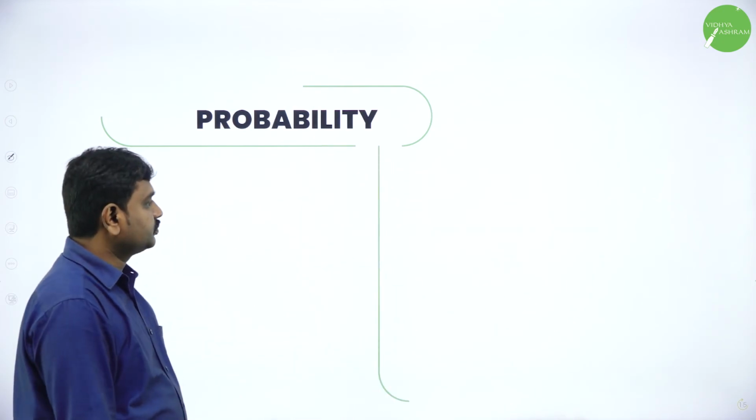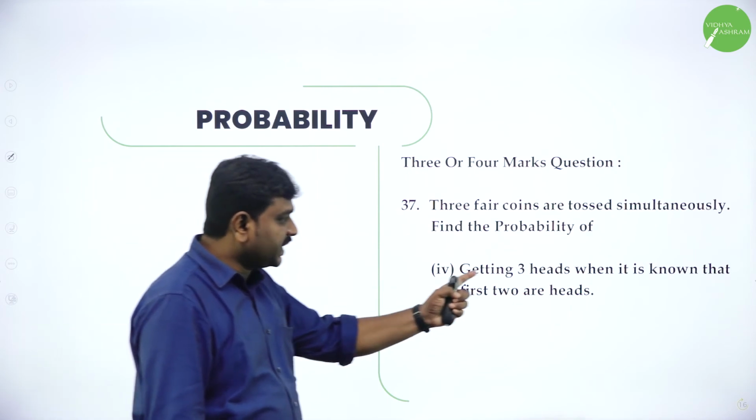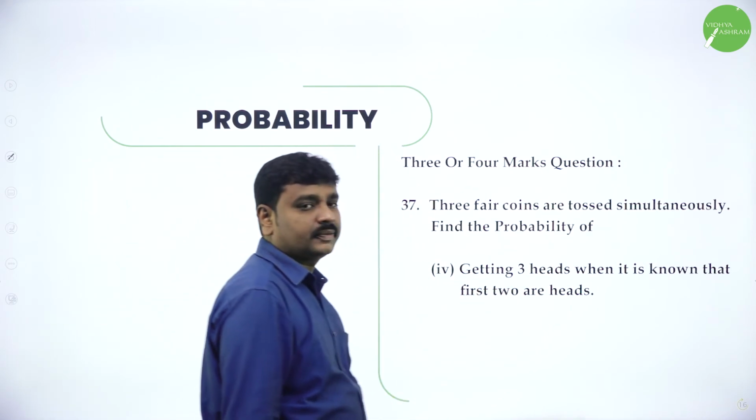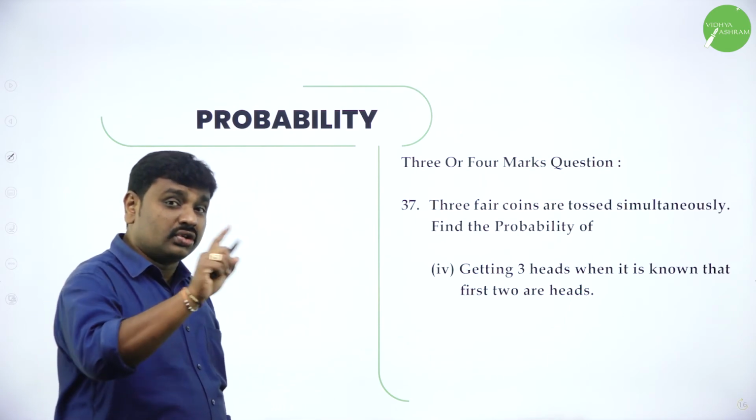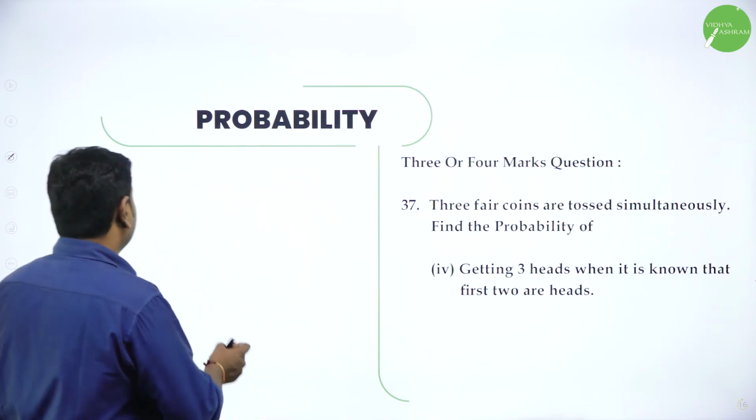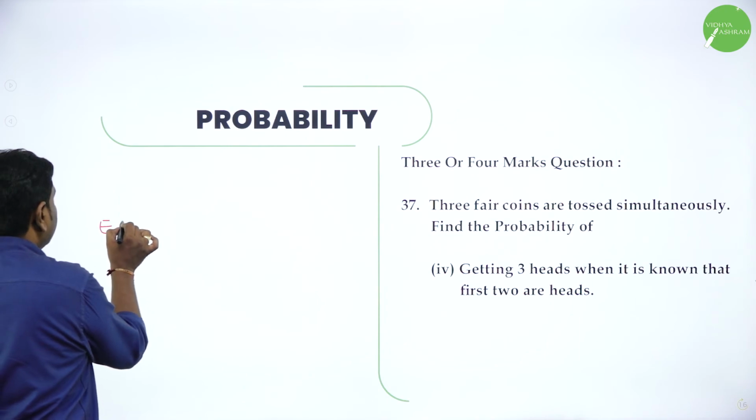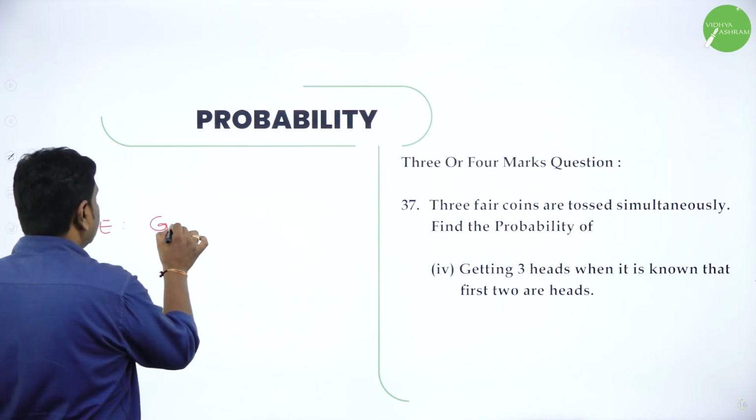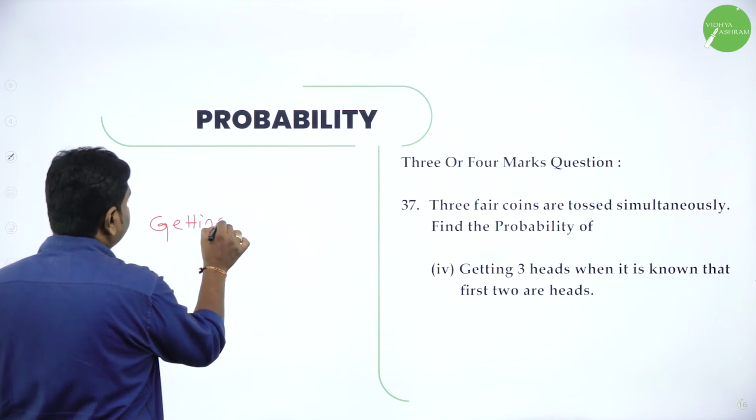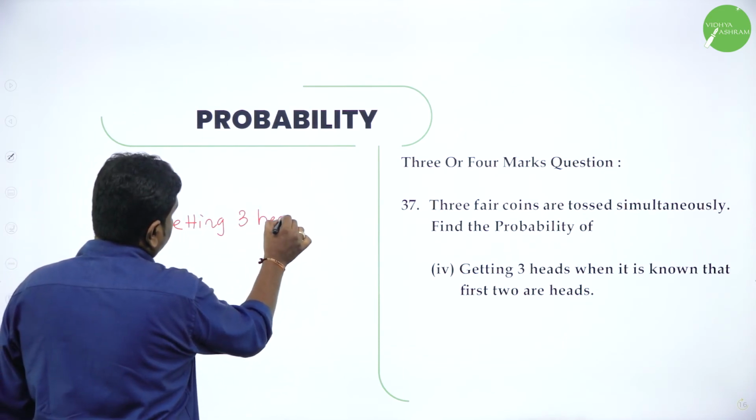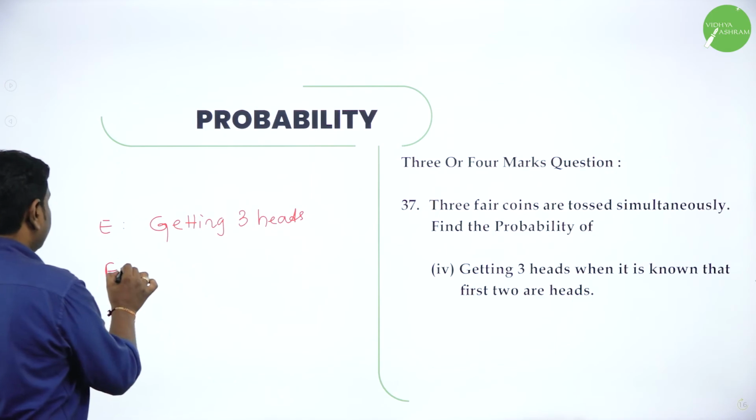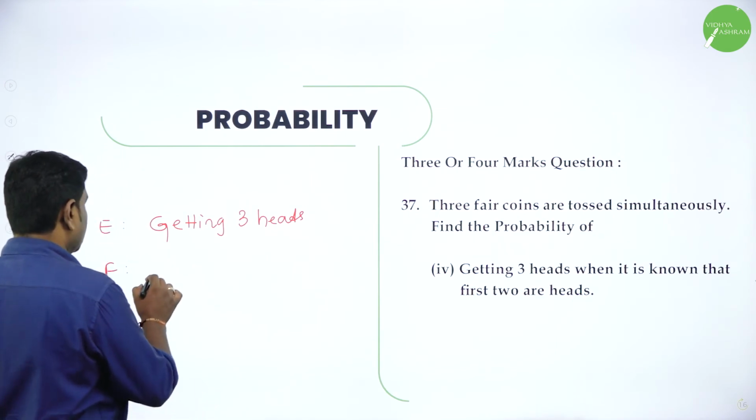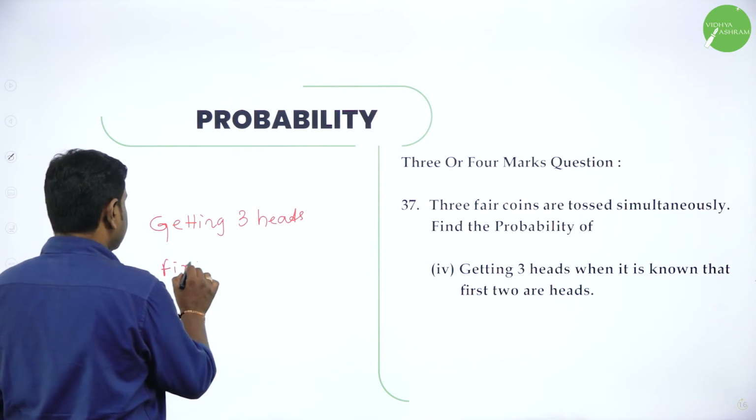Then we have getting 3 heads when it is known that first 2 are heads. So I call them as event E and event F. Event E is getting 3 heads. Event F, it is known that first two are heads.